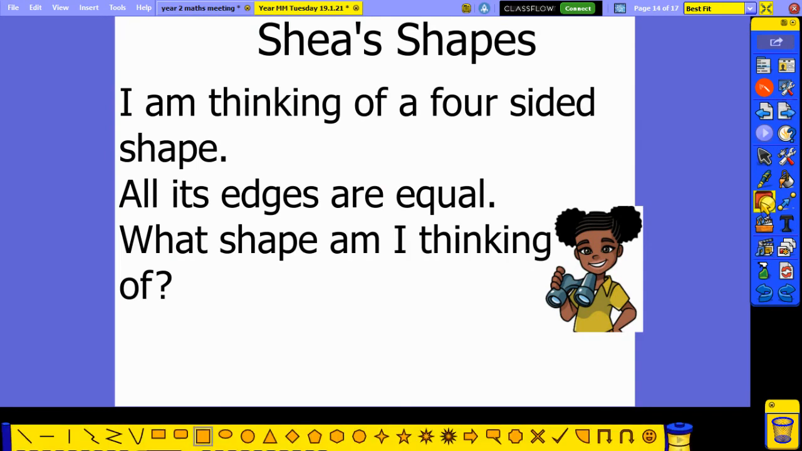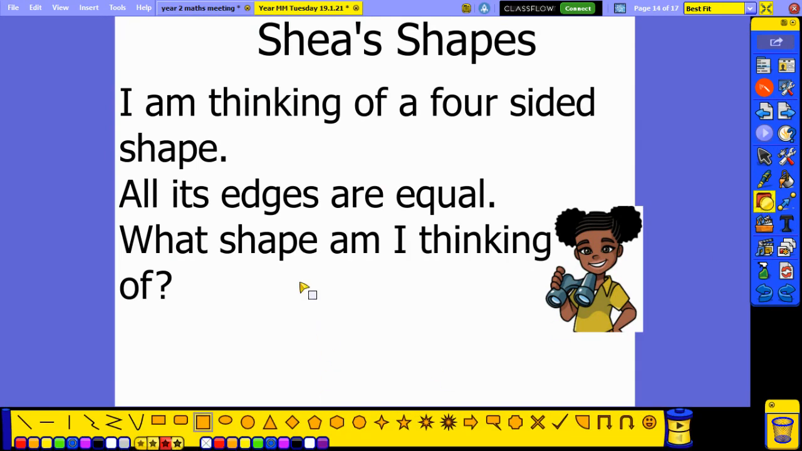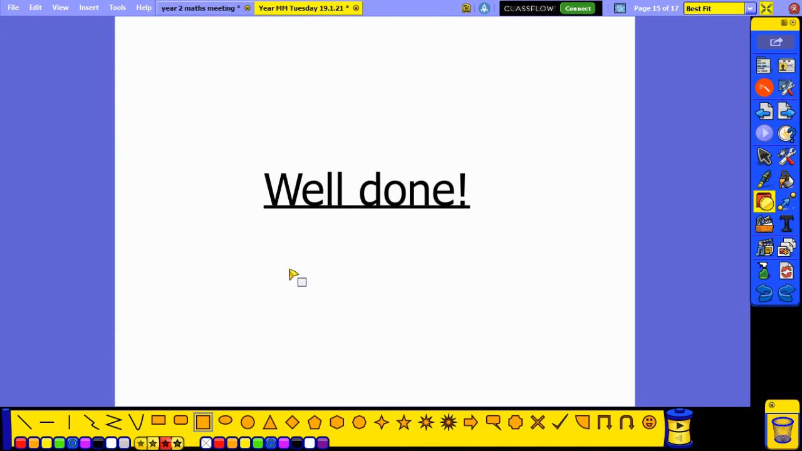A four-sided shape with all of the edges equal. That must be a square. All of the edges are equal. A square. And that's your first maths meeting of the week.